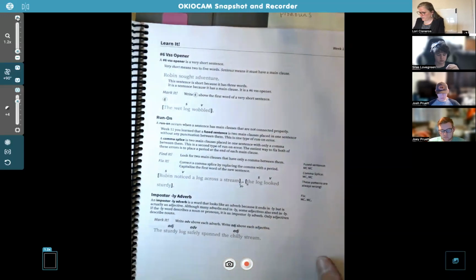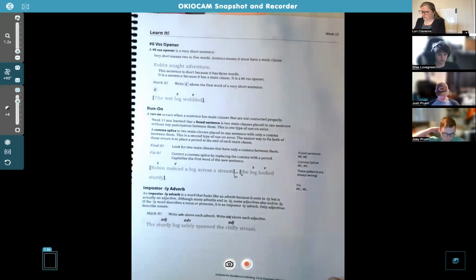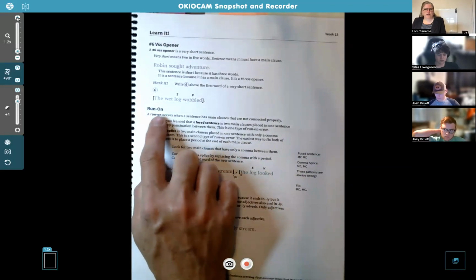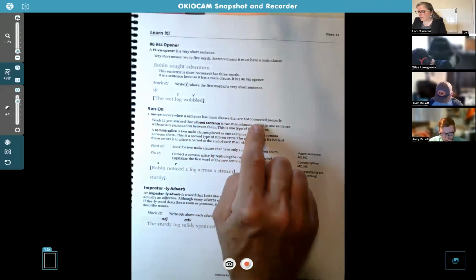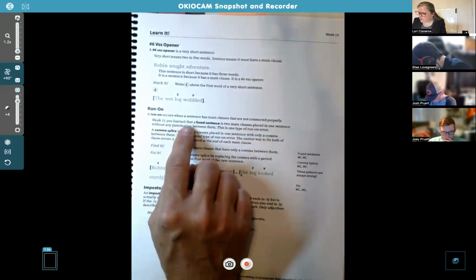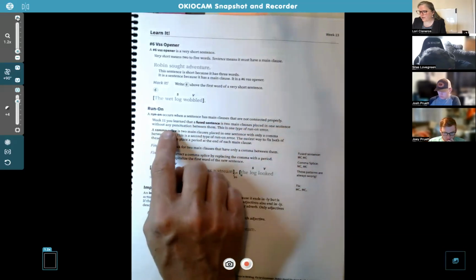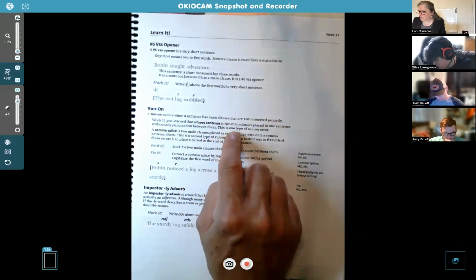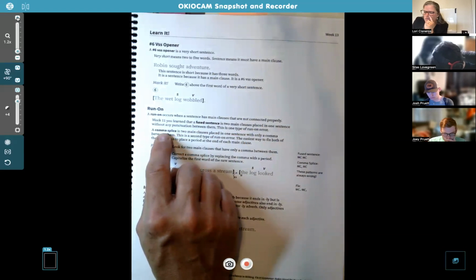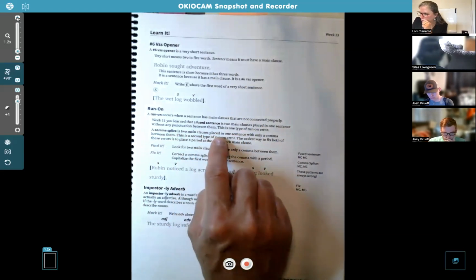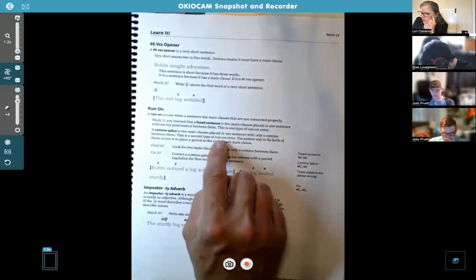All right, back to our page 73. We're going to talk about run-on sentences. A run-on occurs when a sentence has main clauses that are not connected properly. In week 11, you learned about a fused sentence. It's 2 main clauses placed in one sentence without any punctuation between them. This is one type of run-on error. But then there's also one called a comma splice. And it is 2 main clauses placed in one sentence with only a comma between them. This is the second type of run-on error.